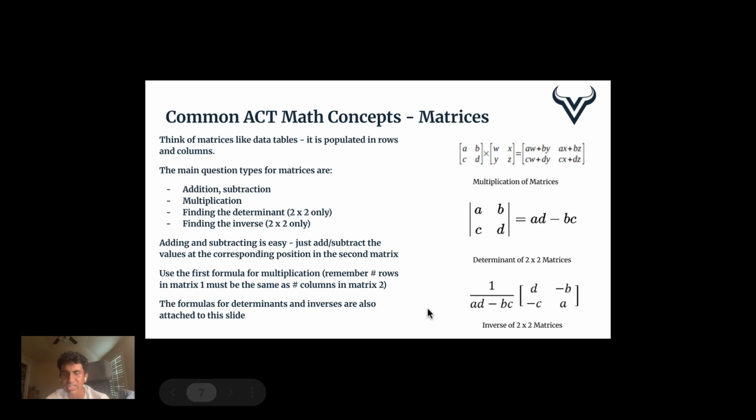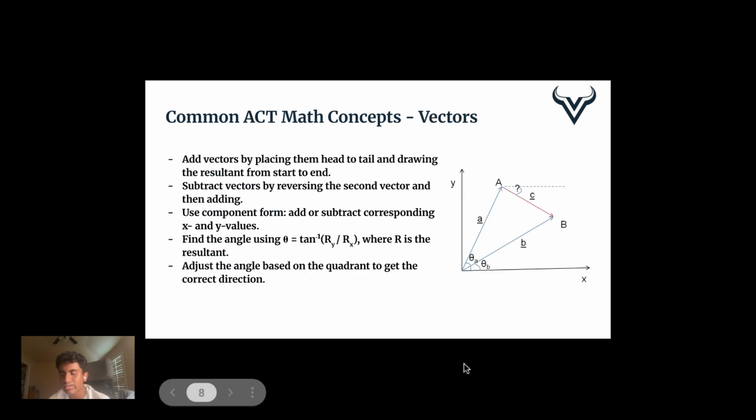So this is how you find the inverse of a 2 by 2 matrix. Another common, sort of outlandish math concept that comes up on the ACT is vectors. One of the things you need to do, for example, to add vectors, is place them head to tail, such as in the drawing here, and draw the resultant from start to end. Subtracting vectors is basically the same thing, but you reverse the second vector and then add it.